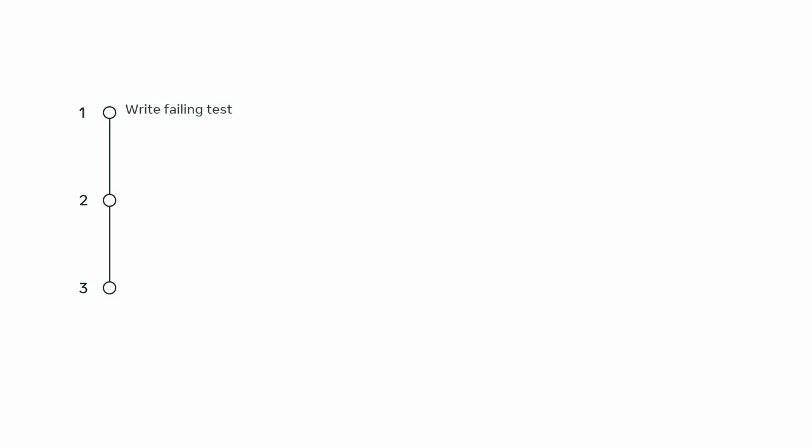Let me explain the TDD approach. First, you write a failing test. Then, you write your source code so that the previously failing test now passes. Finally, you optimize your source code without changing its results.